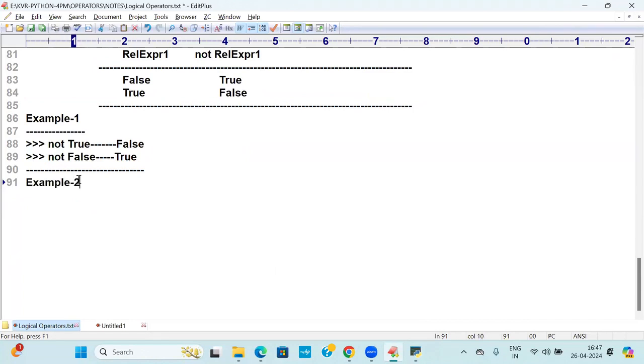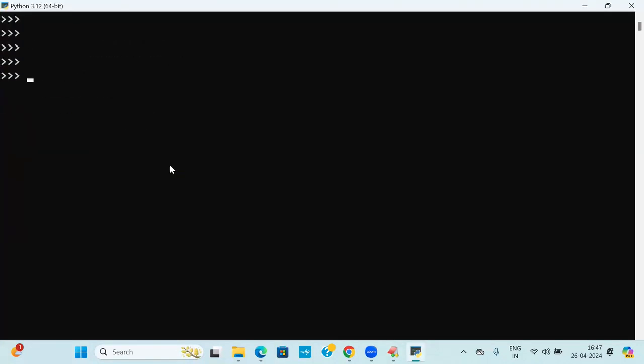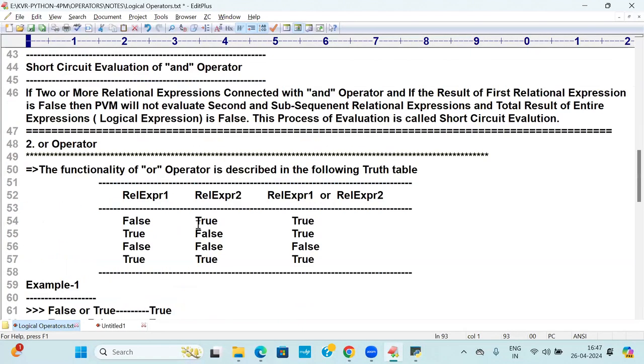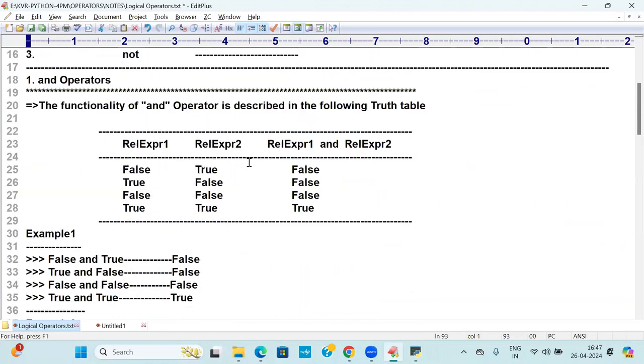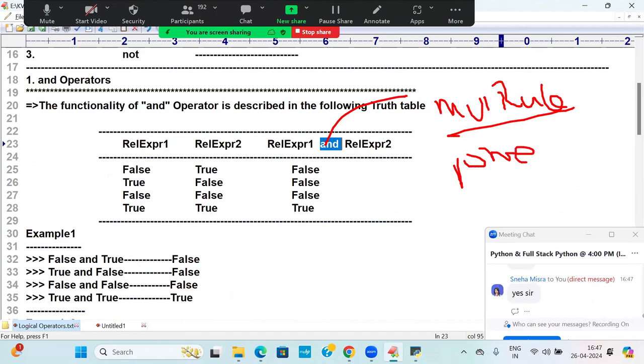Quite interesting now. Now I'm going to ask you questions. My special examples have started. Some people call the AND operator the multiplication rule. The AND operator is known as what? Multiplication rule, or product rule. Sir, why product rule?